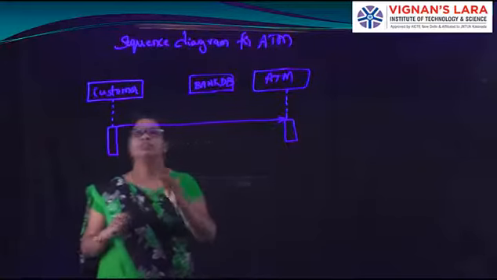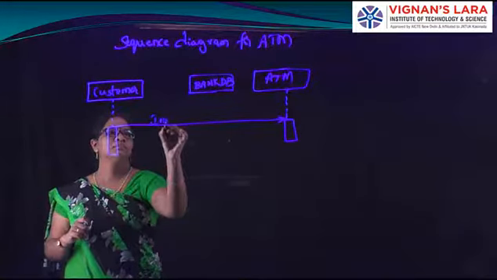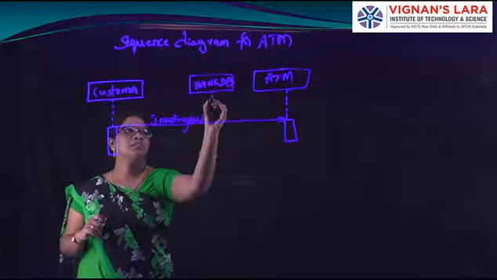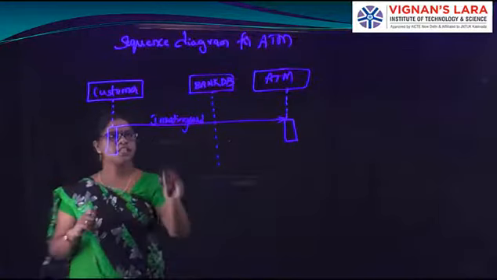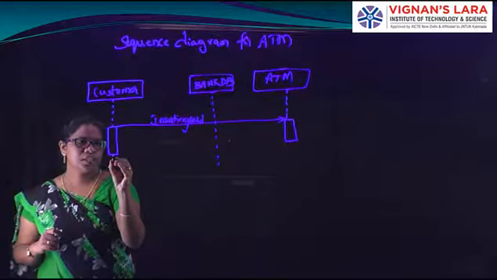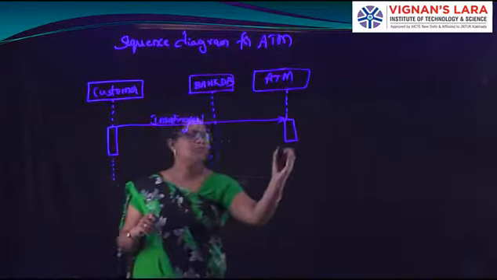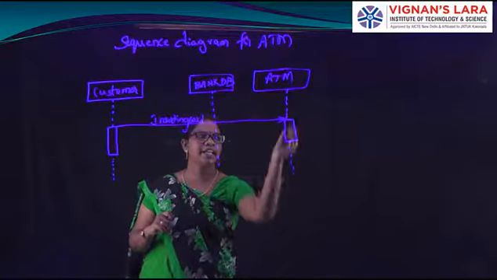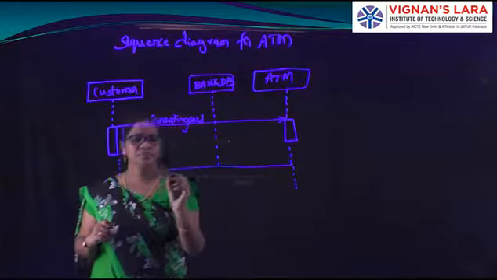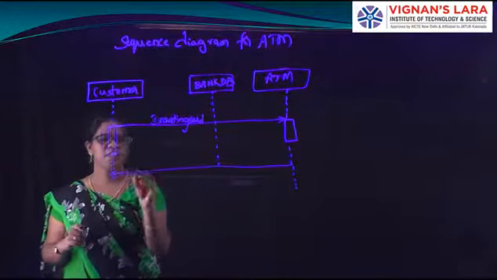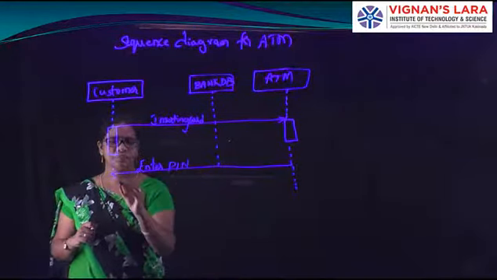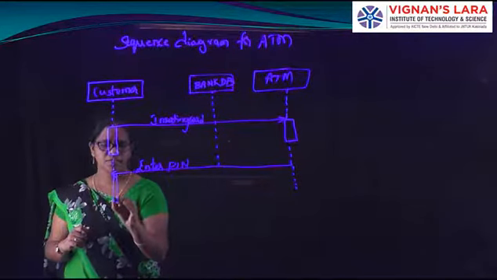Inserting card. This one will be drawn like this, because there is no interaction with either of these two. And next, customer again. After inserting the card, the ATM will react. The ATM has to send the response to the user. What will it say? Enter PIN or password. Then you will get again one rectangle.